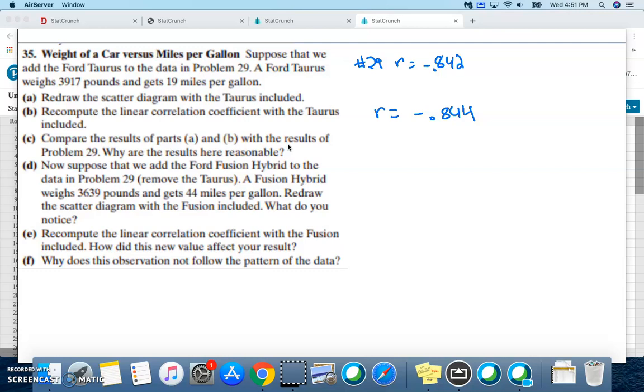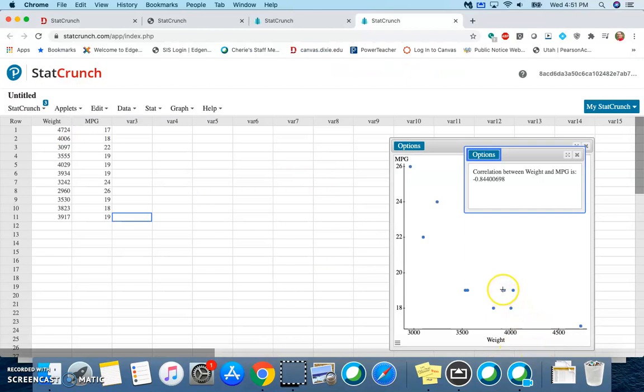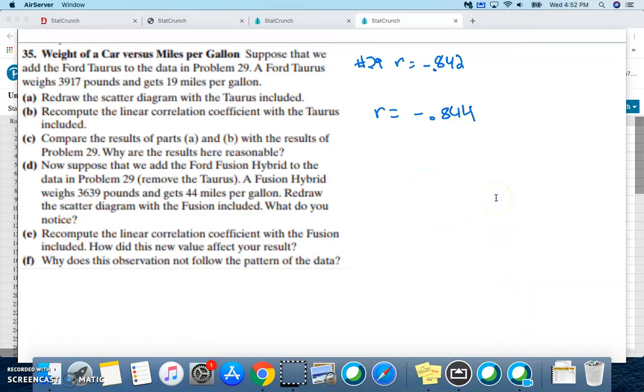Why are the results we got in our correlation coefficient and our scatter diagram reasonable? It's because the point for the Ford Taurus was very much in line with our other points, and so we wouldn't expect much to change as far as our scatter diagram and our correlation coefficient. It got a little bit stronger because we've added another piece of evidence that goes in line. But in general, it follows the overall pattern that we saw.